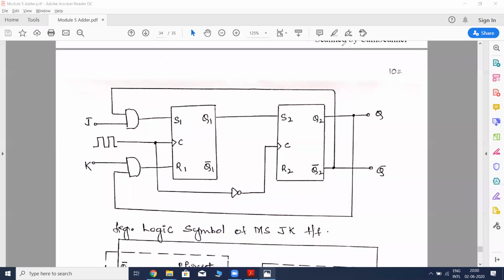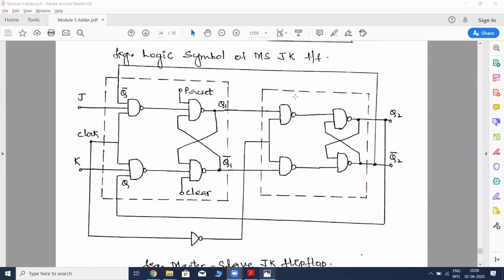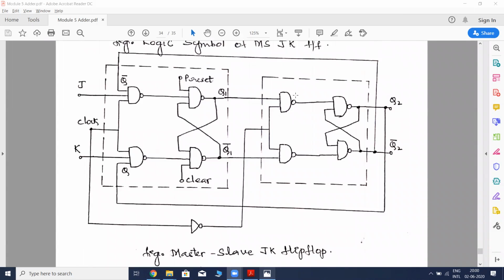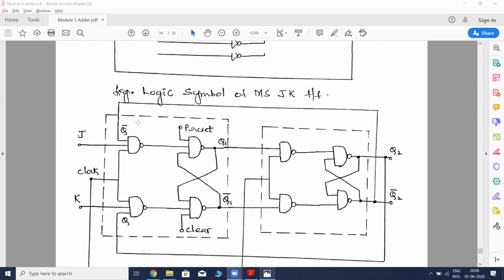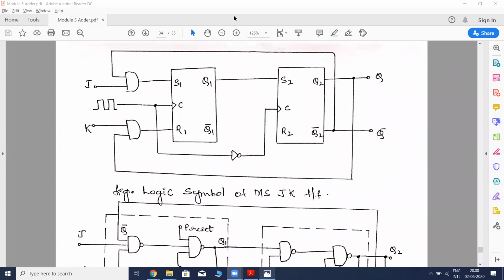Now let us move on to see the master slave JK flip-flop. This is one example wherein we could construct the master and slave flip-flops using NAND gates. One more thing you need to observe is that Q1 bar goes to the R2 input. That line is missing over here, but actually it goes to the R2 input.